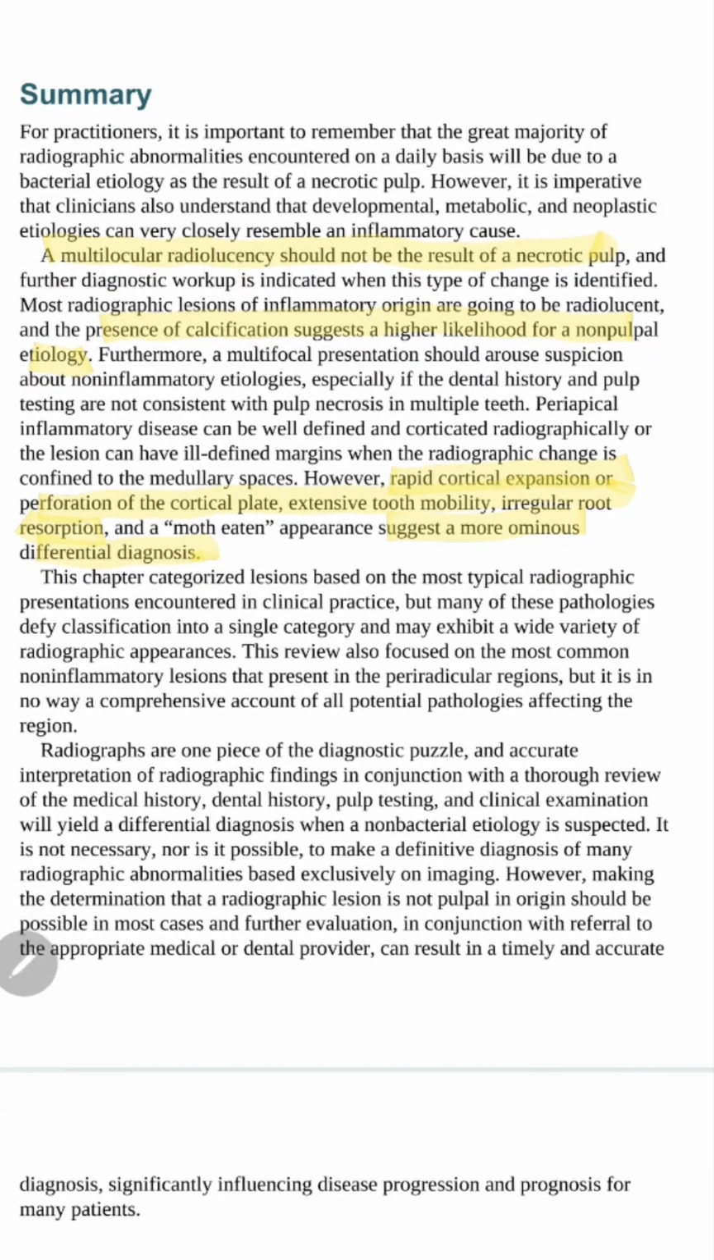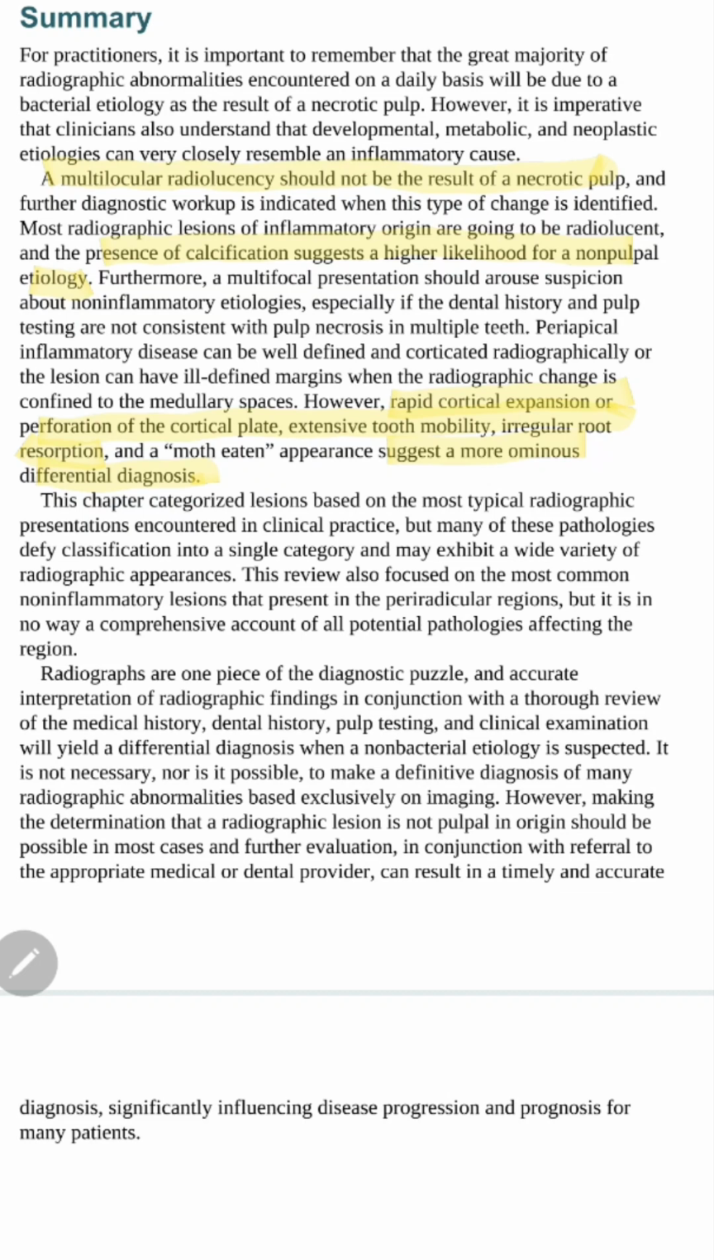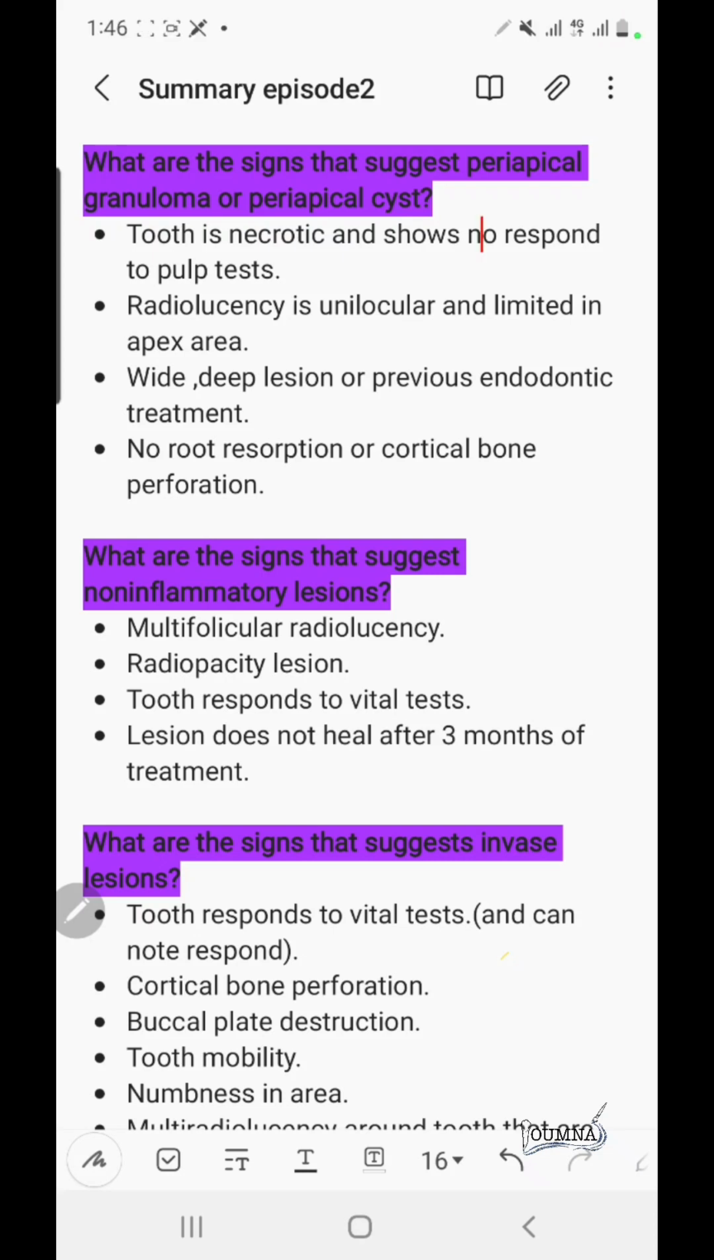Now let's read with each other the summary of this. What are the signs that suggest periapical granuloma or periapical cyst? Tooth is necrotic and shows no response to pulp tests. Radiolucency is unilocular and limited in apex area. Wide deep lesion or previous endodontic treatment. No root resorption or cortical bone perforation.